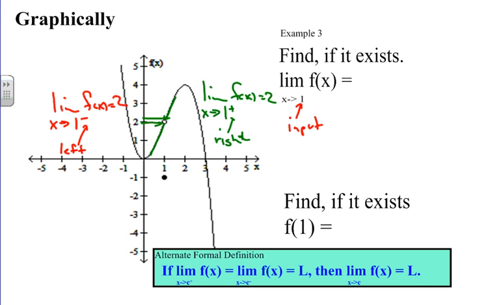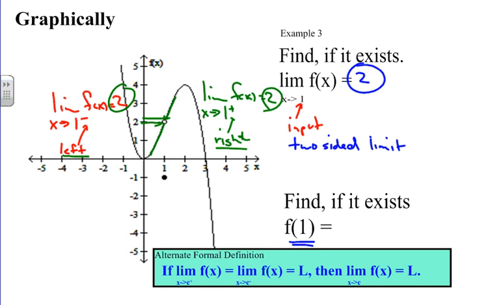Because the left and right side both approach 2, that means that the limit as x approaches 1, the two-sided limit, will equal 2. And it does exist. Now the question is, what is f of 1? So this is an existence question. Does that exist?